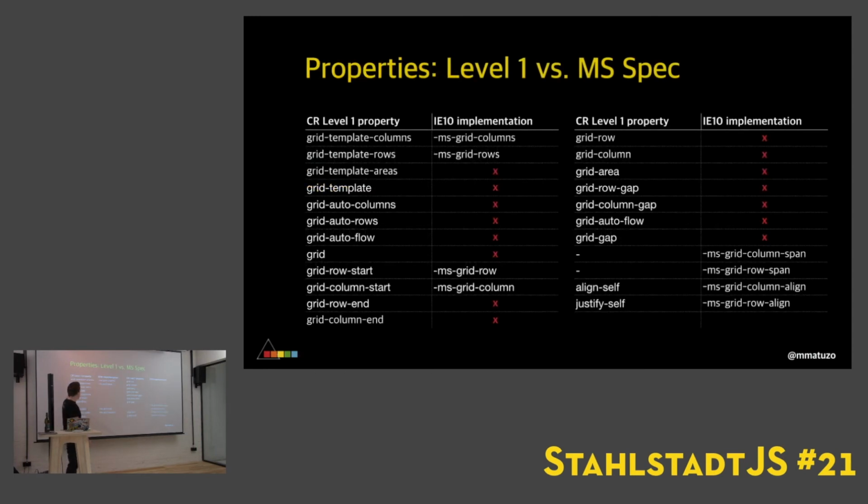So you can see all those red crosses here all over. All those properties exist in the new specification, and this is just what we have in the old one. So the only thing you can do with the old specification, with the prefixed specification in IE 10 and IE 11, is to draw explicit grids and place items explicitly. So there's no automatic placement, there are no gaps, and a lot of features are missing. But if you want to use it, you can.